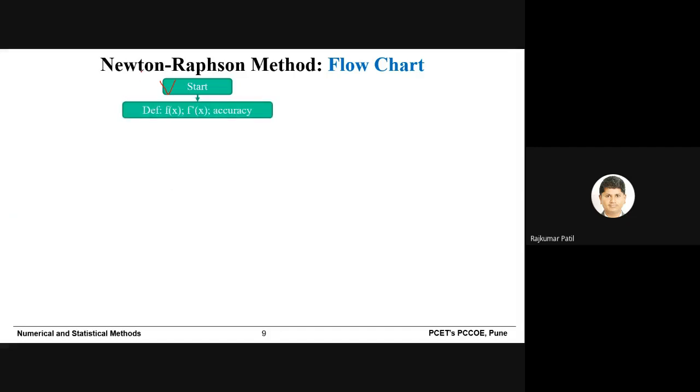Then the first step in the Newton-Raphson method is to define f of x. Generally it is given in the problem, and using f of x we can take its derivative to get f dash of x. And in the problem it was mentioned that the answer should be accurate up to 4 decimal places. So similarly we can define the accuracy of the answer.